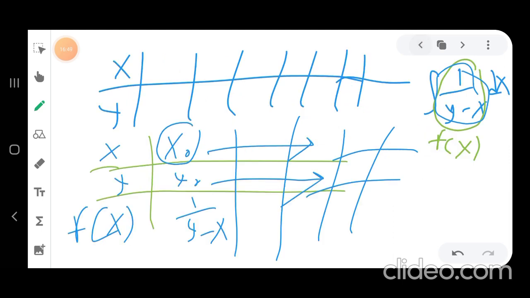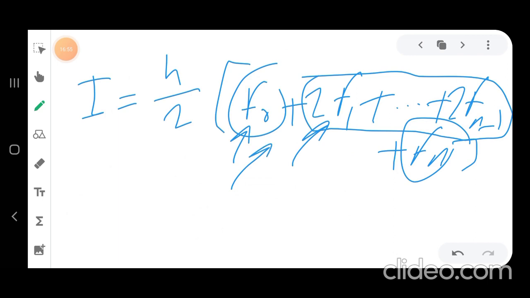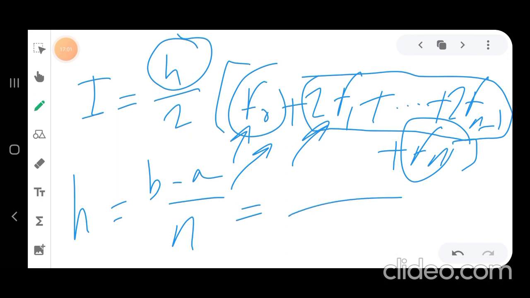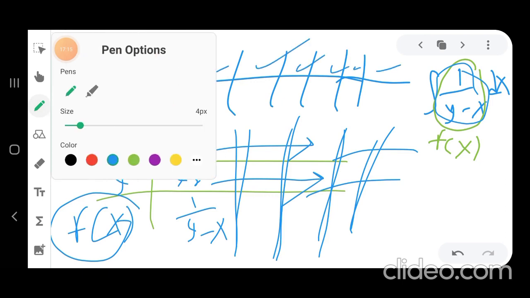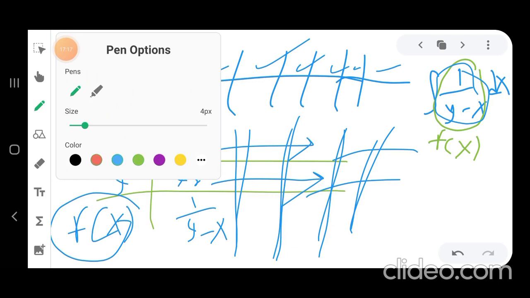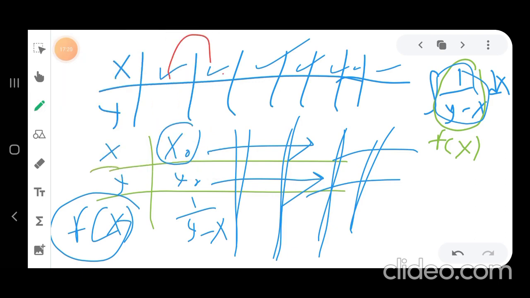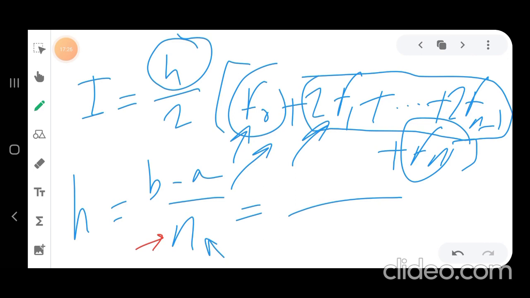That's why we make this table, in order to find f of x at different points. Then we use this rule. And what's this h? H is just b minus a over n. Be careful here: n is the number of intervals, not the number of points. If you have, let's say, 7 points, how many intervals do we have? The number of points minus 1. Because from here to here is 1 interval, then 2, 3, 4, 5, 6. 6 intervals. So this n is not the number of points, it's the number of intervals, which is the number of points minus 1.